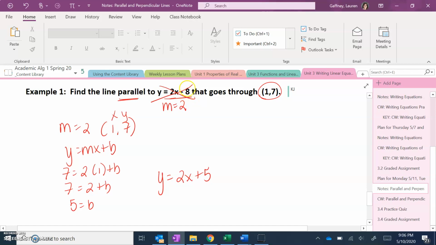I do not use that 8 for anything at all. Only thing I need that equation for is to pull out the 2, and then I'm done with it. So they want you to find a line that's parallel to this. Well, this is parallel to it, and it also has to go through this point.